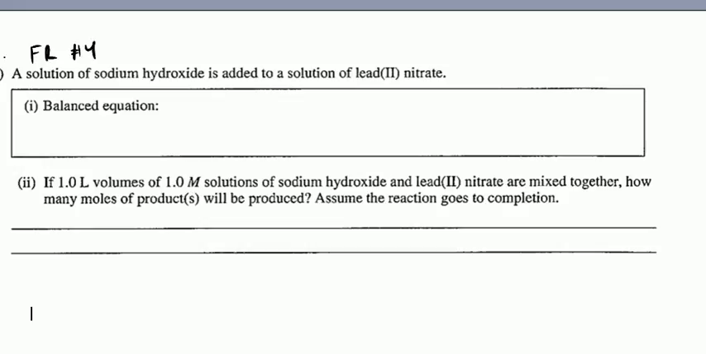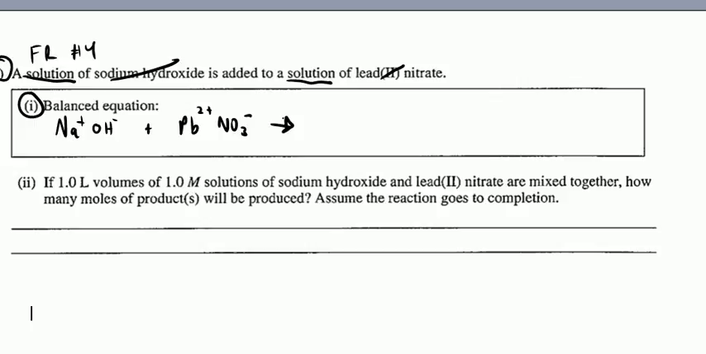Here is A1. So we have a solution of sodium hydroxide, so I'm going to write that as Na plus OH minus, is added to a solution of lead 2 nitrate, Pb2 plus, NO3 minus. So I look at this and I see only ions. I do not see neutral atoms.